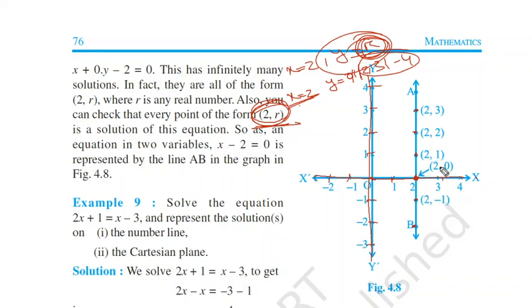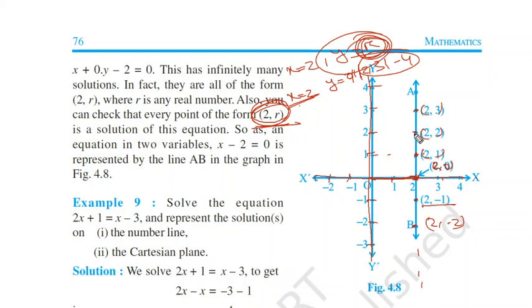Let me name the points now. Here x is 2, y is 0. So 2, 0. Here x is 2, y is 1, so 2, 1 you can write. This is 2, 2, this is 2, 3. Now downwards is 2, minus 1. Sorry, 1 second, I'll clear it out. Now it will be 2, minus 2 like this.